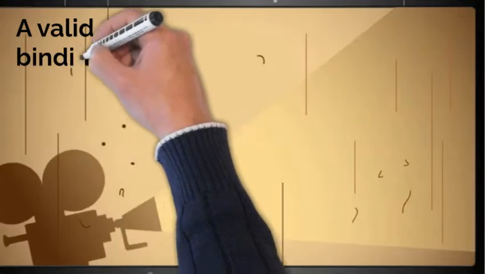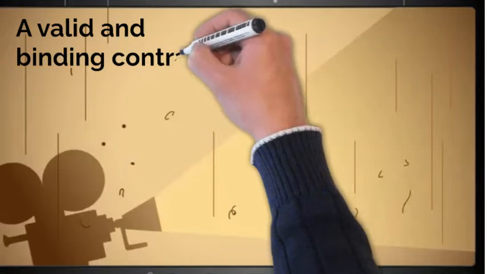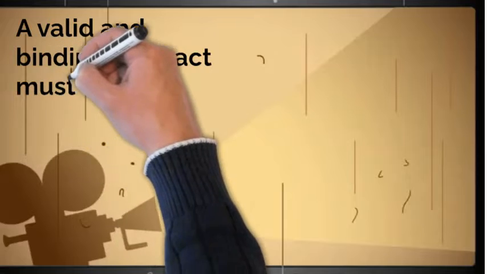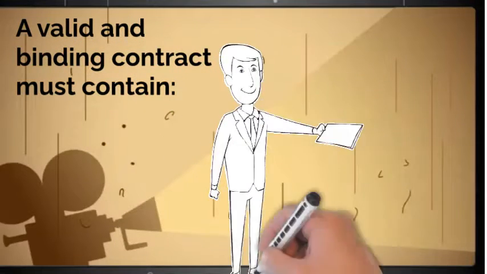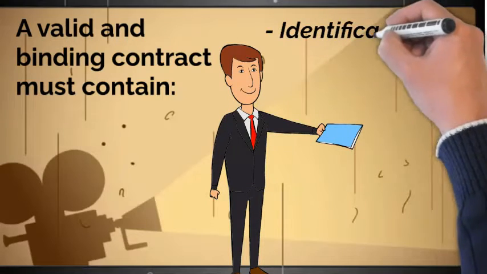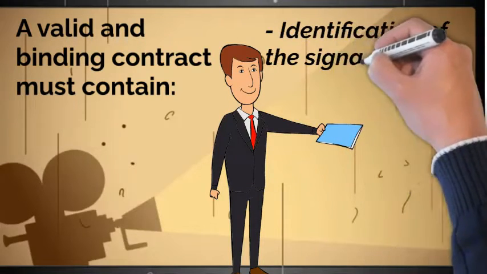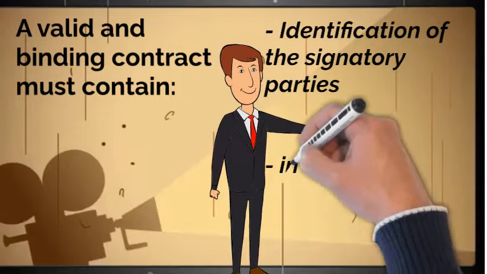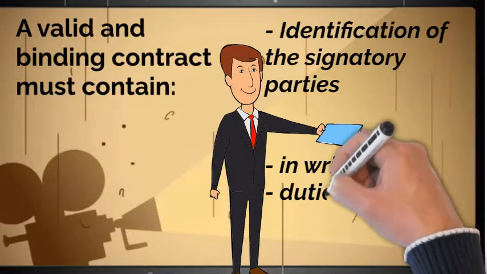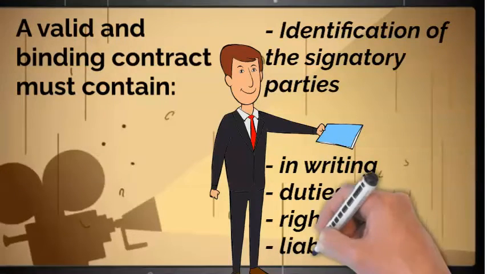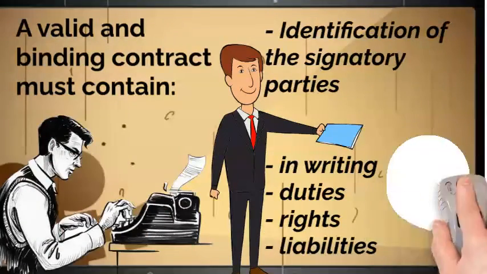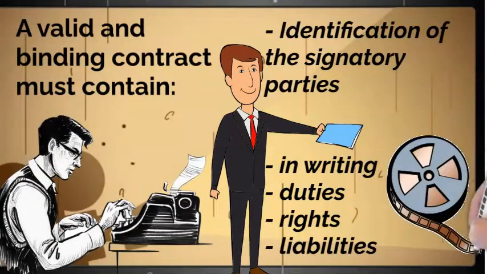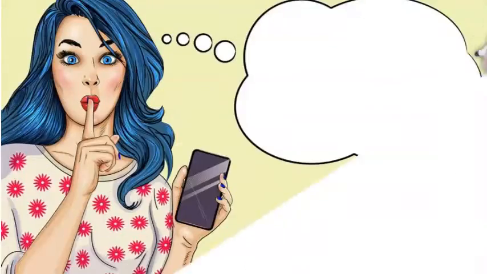Let's make a very easy definition of a contract. A contract usually can be also in oral form, but it's always best, especially when we're dealing with intellectual property and copyright, it needs to be in writing. It contains duties, rights, and it contains liabilities.